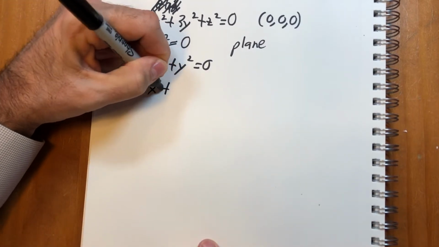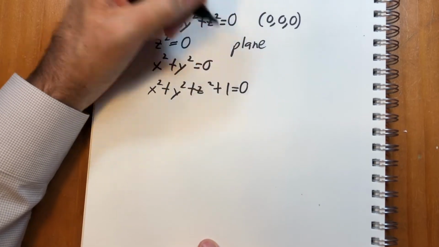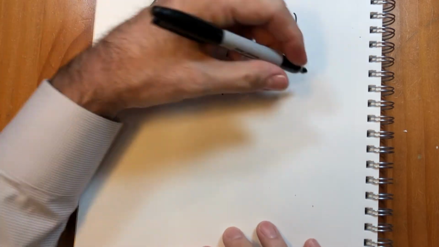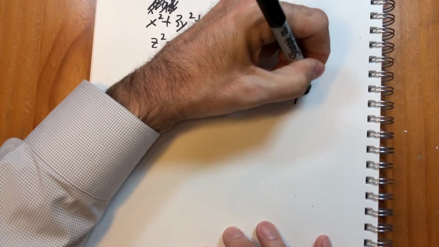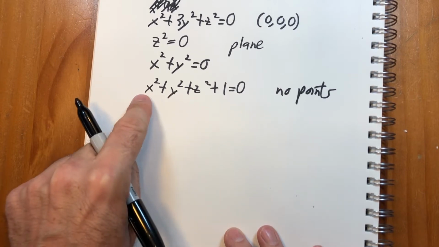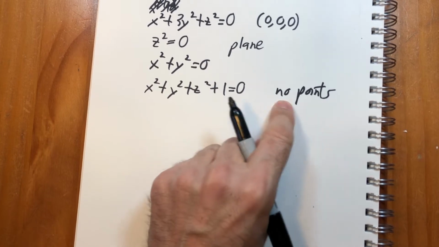If we had x squared plus y squared plus z squared plus 1 equals 0, in other words, if you move the 1 over, it's x squared plus y squared plus z squared equals minus 1. So this has no points at all. No matter what, these are all going to be positive. You can't make this equal minus 1, so no points.